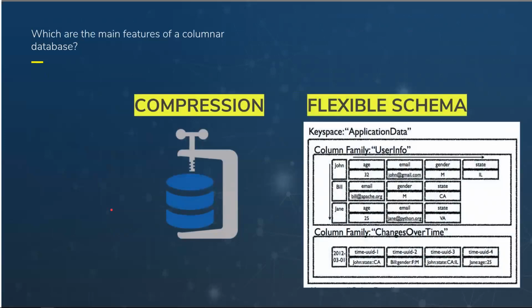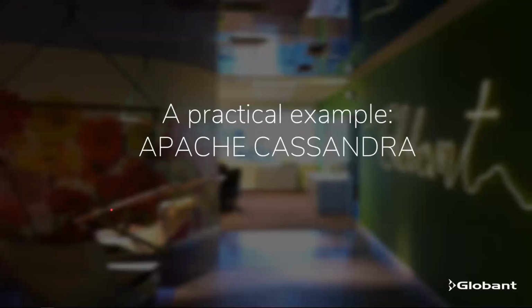And the fourth feature is the flexible schema. Unlike the traditional defined schemas of relational databases, some column-based NoSQL solutions do not require a pre-structured table to work with the data. Each record comes with one or more columns containing the information, and each column of each record can be different. Now, in the next session, we are going to talk about a practical example, Apache Cassandra.